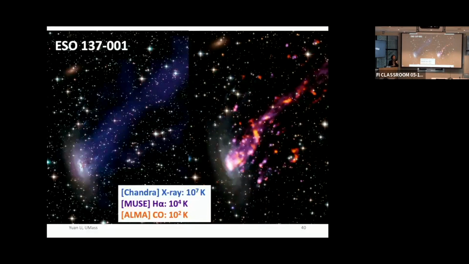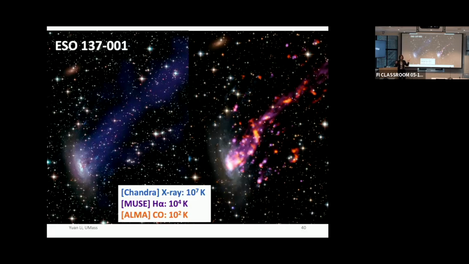And you see multi-phase gas there in the tails of jellyfish galaxies, which Stephanie is an expert on. This is one jellyfish galaxy called ESO 137-001. As you can see, the tail is multi-phase. So what are jellyfish galaxies? These are galaxies that are moving really fast through galaxy clusters, through the ICM. They're moving fast because the potential well is so deep. Typically, they're moving at like 1,000 kilometers per second.